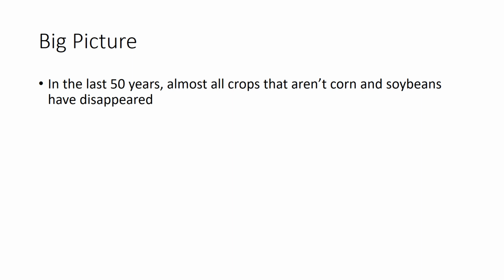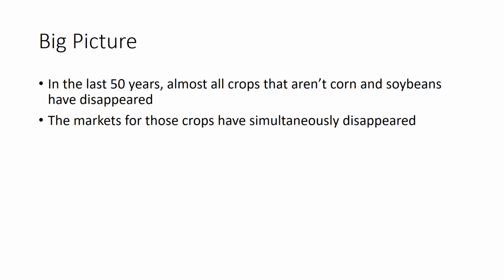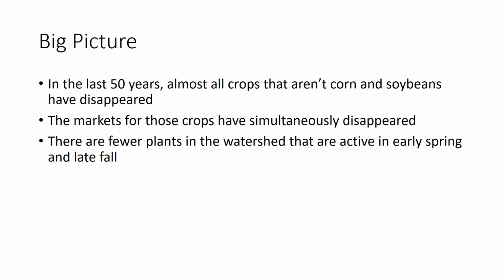Now, backing up, for the big picture, in the last 50 years, pretty much all the crops that aren't corn and beans have disappeared. And as a result, there isn't a market for any other crops. So the only markets are really to take your grain to the local elevator, and the only things you can really market there are corn and soybeans. So there isn't as much demand for say forages. There's not demand for other cereal crops or vegetables or anything. Like the only really two things in the show there are corn and soybeans.